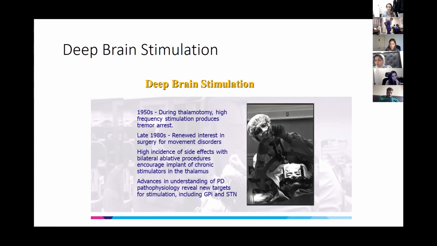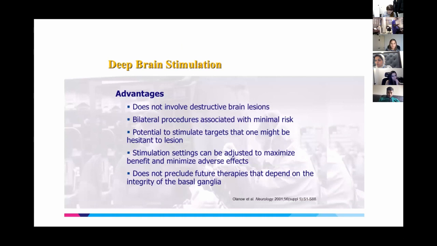For essential tremor, it's essentially the VIM thalamus. So again, the advantages of deep brain stimulation: it doesn't involve destructive brain lesions. Bilateral procedures are associated with minimal risk. Instead of lesioning, you're stimulating. The stimulation is really pretty interesting in that it can be continually optimized.